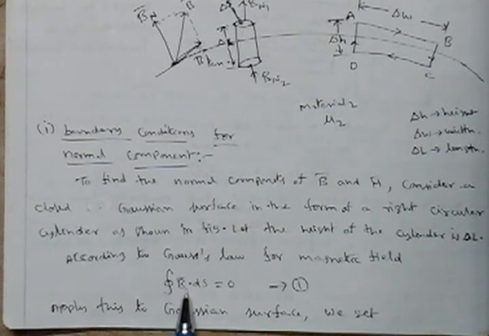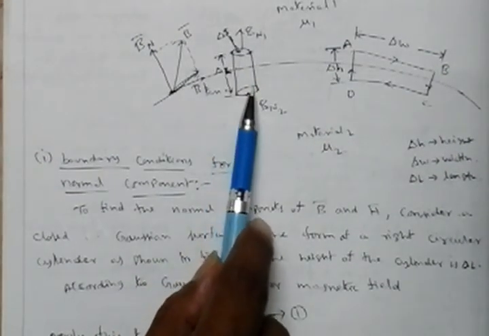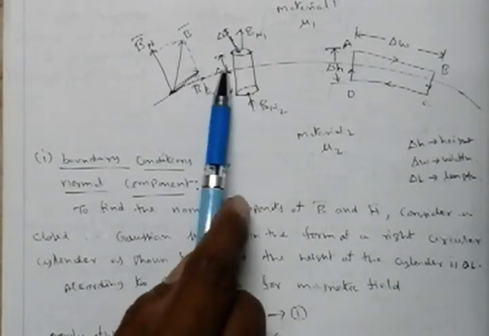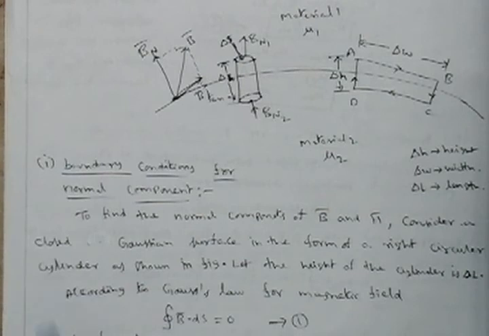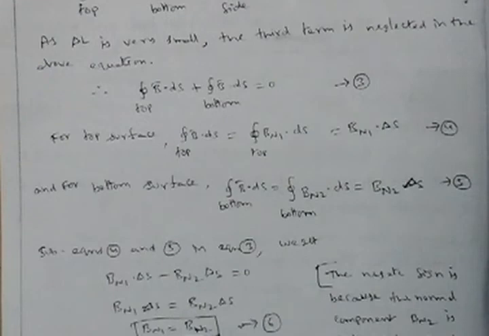This surface integral must be expanded. Looking at the diagram we considered for the normal component, it is a cylindrical shape, which means there is a top, a bottom, and the side. So we get three terms: top, bottom and side. As delta L, the length of the cylinder, is very small, the third term is neglected in the above equation. That means only the top and bottom terms are present, and we have to evaluate those.